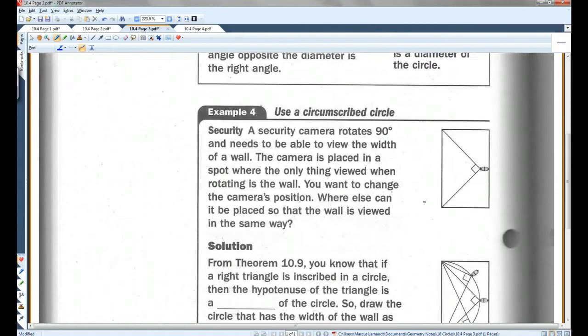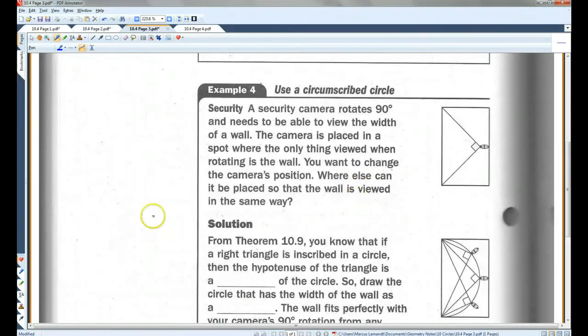So, for example, a security camera rotates 90 degrees and needs to be able to view the width of a wall. The camera is placed in a spot where the only thing viewed when rotating is the wall. You want to change the camera's position. Where else can it be placed so that the wall is viewed in the same way?